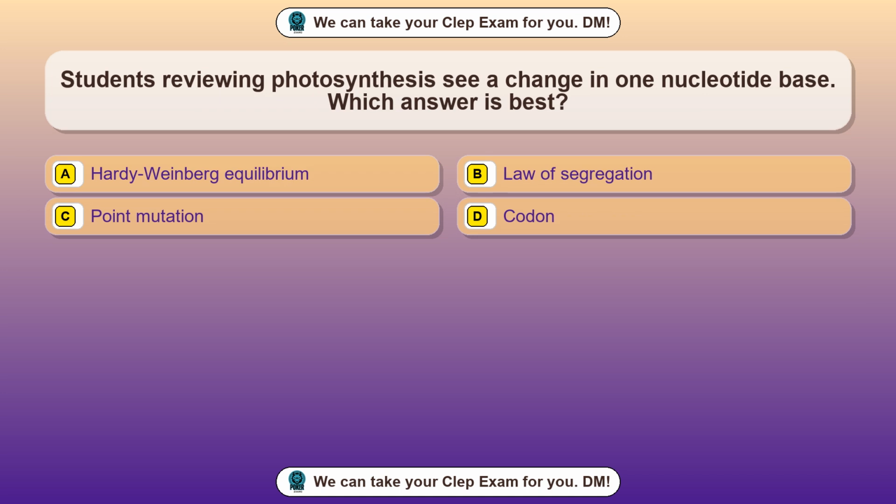Question 72. Students reviewing photosynthesis see a change in one nucleotide base. Which answer is best? Option A, Hardy-Weinberg equilibrium. Option B, law of segregation. Option C, point mutation. Option D, codon. The correct answer is option C, point mutation.